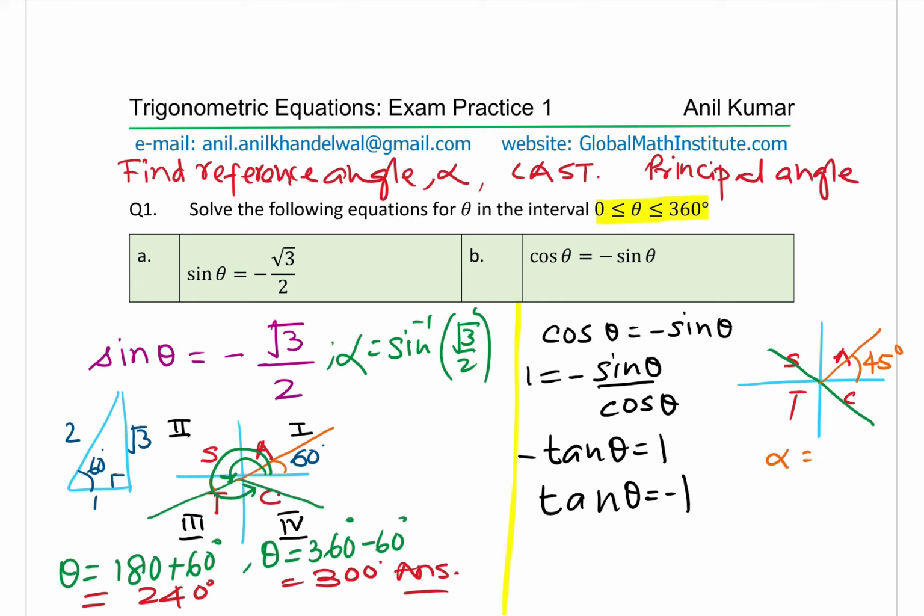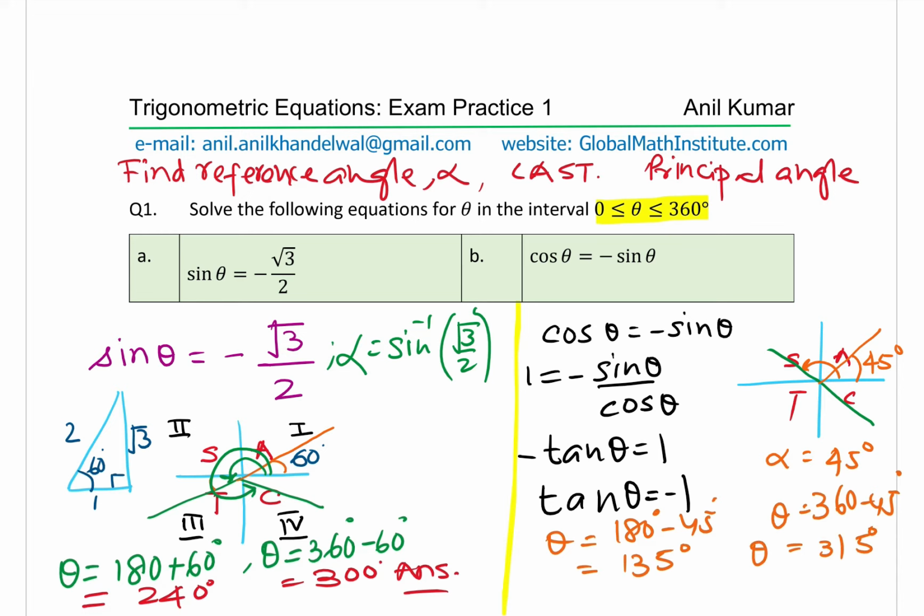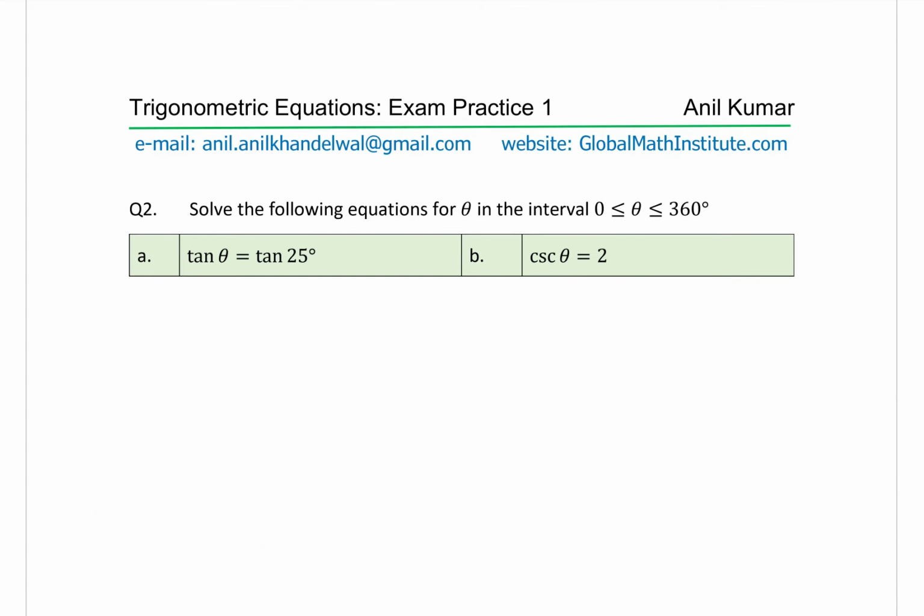So we say alpha equals 45 degrees. So theta could be equal to 180 degrees minus 45 degrees, that is one angle. The other one is 360 degrees minus 45 degrees. That is how you are going to get your answer. When you take away, you get 135 degrees as the first answer. And when you take away from 360, you get 315 degrees as the other answer. So those are the two solutions. Perfect. Let's move on and take up the next question.